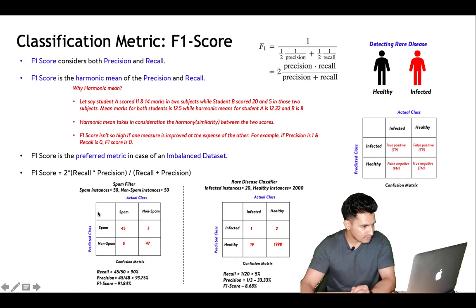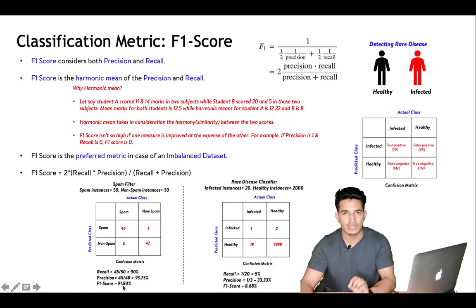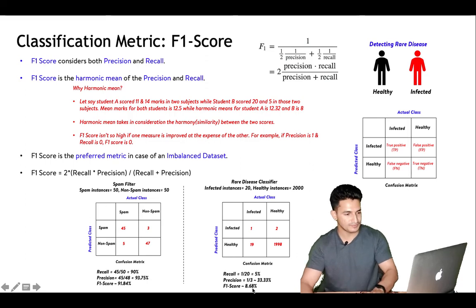So if we look at the spam filter class, we have calculated recall in the last few slides. It was 90%, precision is 93.75, and we take a harmonic mean. The F1 score comes out to be 91.84%. And similarly for rare disease classification problem, the recall was 5%, precision is 33.33%, and F1 score, the harmonic mean of two values, comes out to be 8.68%.